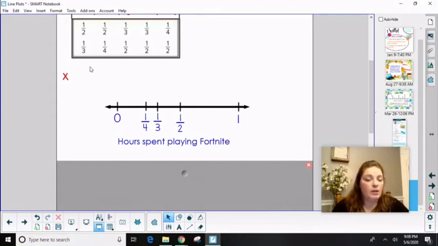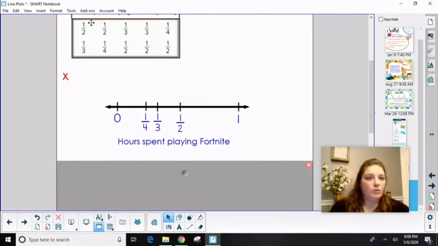So now let's make our line plot. I have a half. Actually, I'm going to give you a few seconds, and if you have your math notebook out, which you should, see if you can do this line plot. So you can pause the video, copy it down, and see if you can put the X's in the correct places on your line plot. All right, let's see how you did.